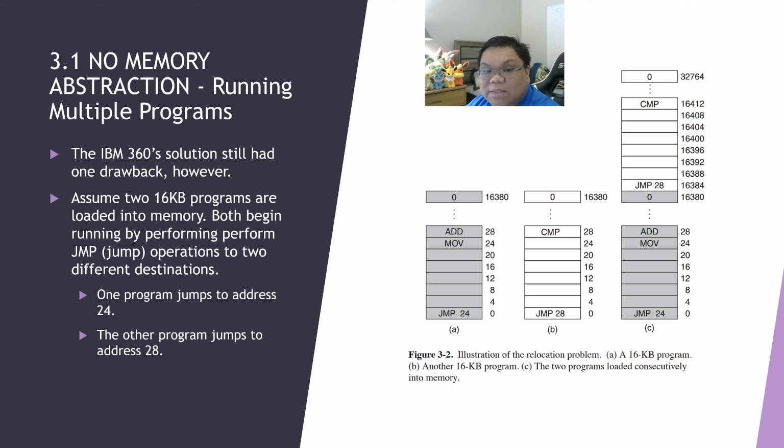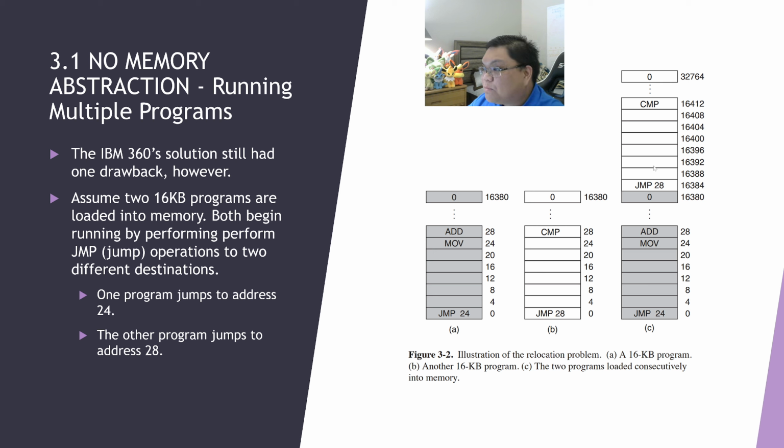If we load two programs where one says jump 24 and the other says jump 28, when we load these programs, one is loaded at the beginning of memory and the second one is loaded after that. Here's the problem. One says jump 24, the other says jump 28. The one that says jump 24, that program starts at address 0. But because we had to load the second program after that, when we have jump 28 in the second program, that program starts at address 16384.